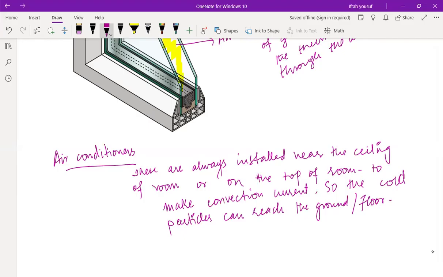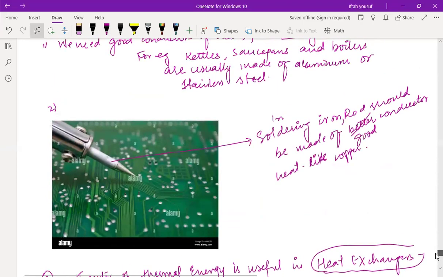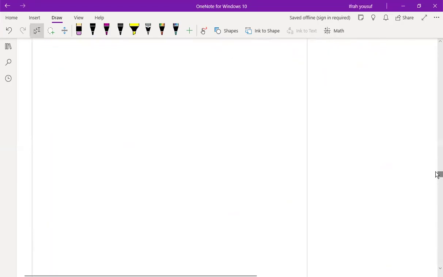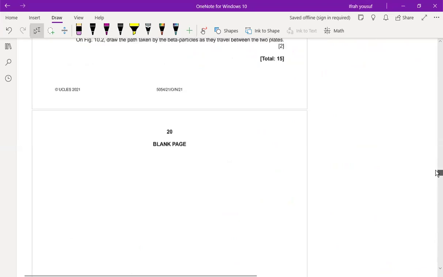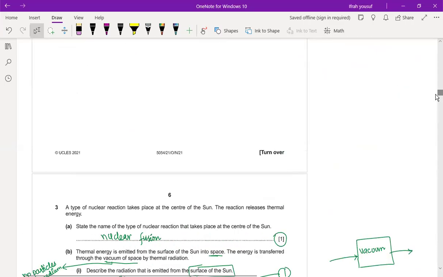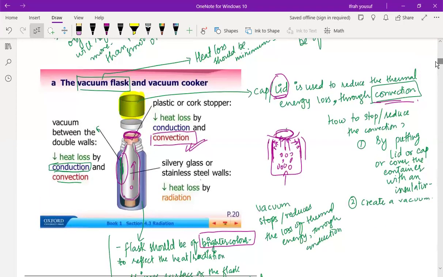So I also spoke about the application of radiation in the vacuum flask, right? Design of the vacuum flask: the plastic stopper should be there in order to stop the convection, right? The stopper reduces the heat transfer by conduction, convection, and evaporation. So the stopper needs to be there.